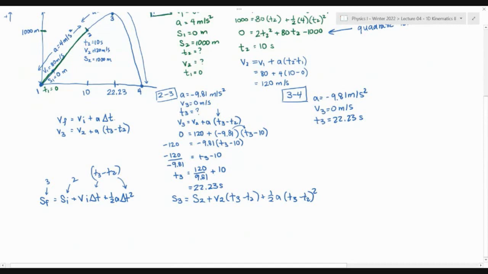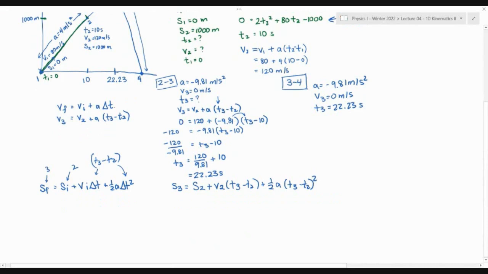Yes, and Sathujan, you could do the same thing. What you were saying is you can find delta t's for each section and then add them to the previous time to find the total time. Yep, that's fine too. Okay, no problem.